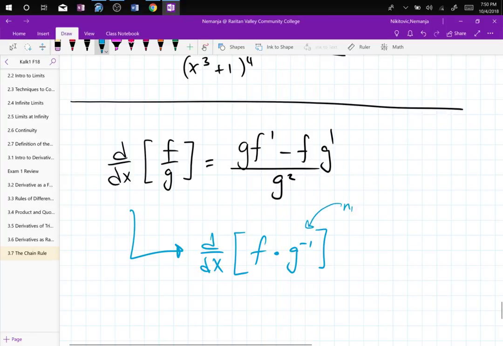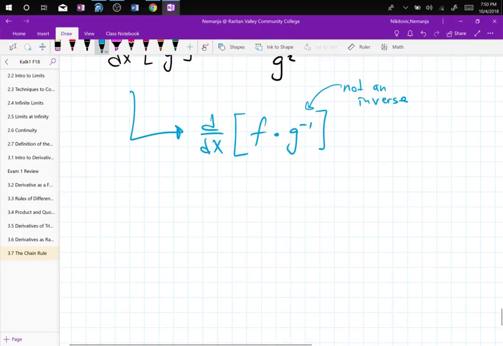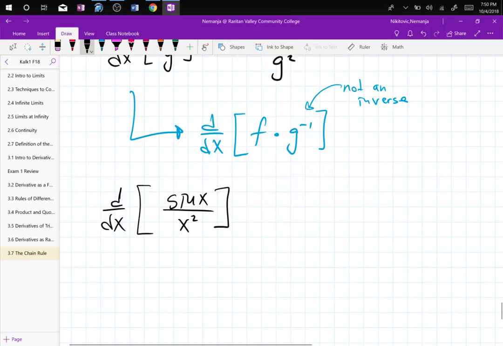Not an inverse. That's a little bit bad in mathematics that we have the inverse as the same notation as x to the negative 1. Such is life. So to illustrate this, we're going back to the very basic quotient rule problems, which will eventually turn into a chain rule problem. So say I have the derivative of sine x divided by x squared. That's it.